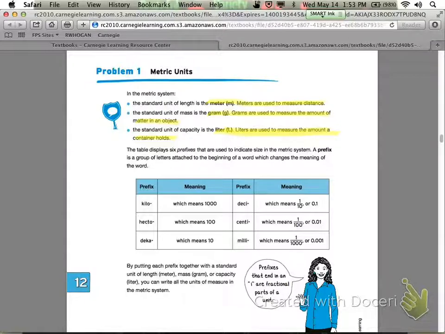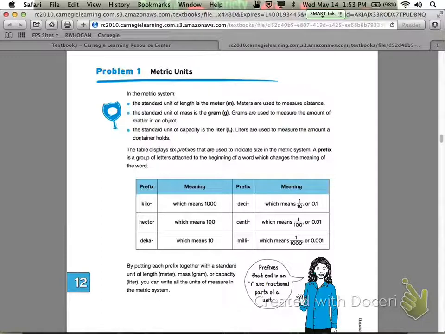So again, much like we did with the customary system, we're going to break up the metric system into 3 different categories: meters, grams, and liters. And you can see right next to each of those words what we will use for the abbreviations for those 3. M for meter, G for gram, and L for liter.